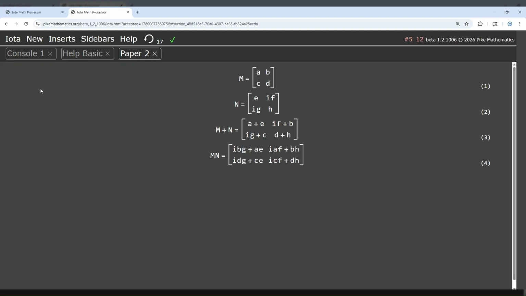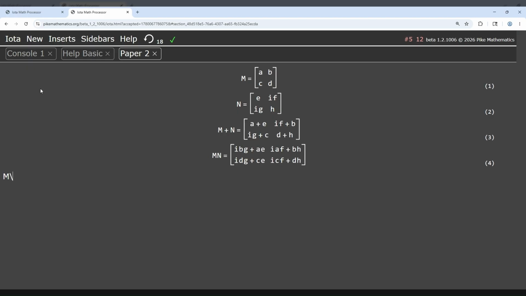So let's talk a little bit about those functions I mentioned. The first is the transpose. If I want to take the transpose of M, type M, backslash TRA for transpose. There you go. That's the transpose. Basically, what the transpose does is it turns rows into columns. So the first row of M was AB, and now the first column of the transpose of M is AB.